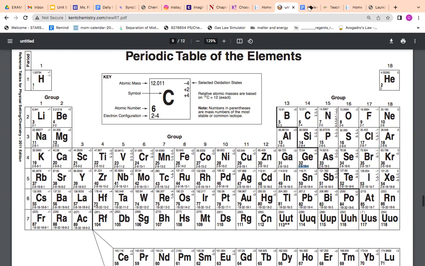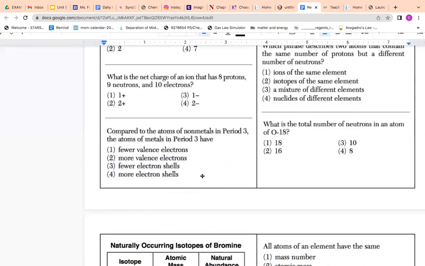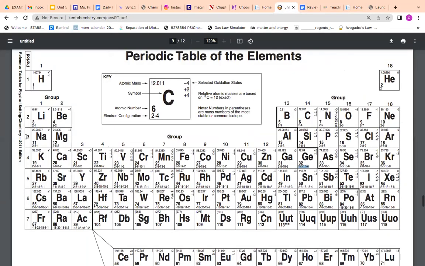So 2 of these choices just absolutely don't make any sense. And that would be 3 and 4. If they're in the same period, they have the same numbers of shells. Now, let's look at the valence electrons. So again, we're in period 3, and we're comparing the nonmetals and the metals. Now we can see here, if we're in period 3, these are the metals right here: sodium, magnesium, and aluminum. Those are the 3 metals. Silicon is a metalloid, and phosphorus, sulfur, chlorine, argon, those are all the nonmetals.